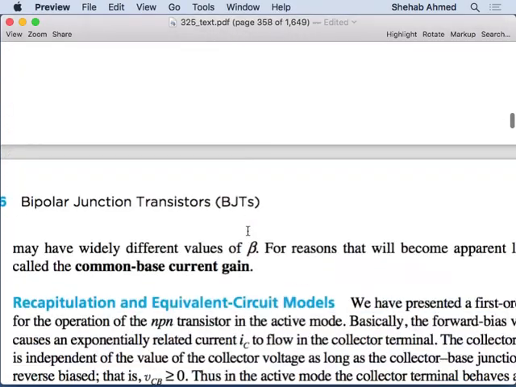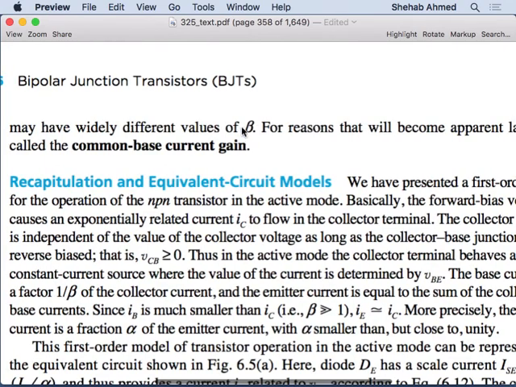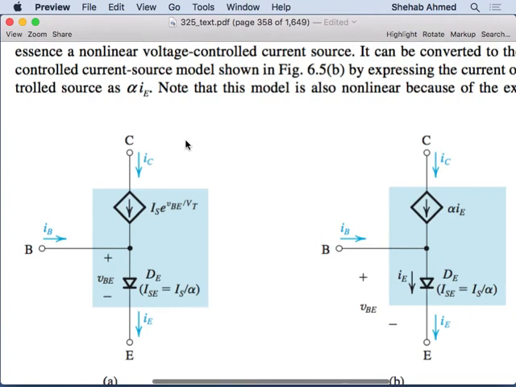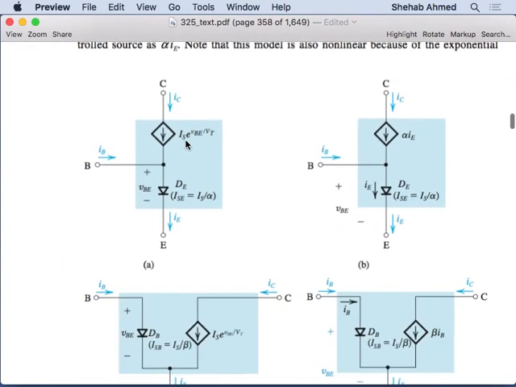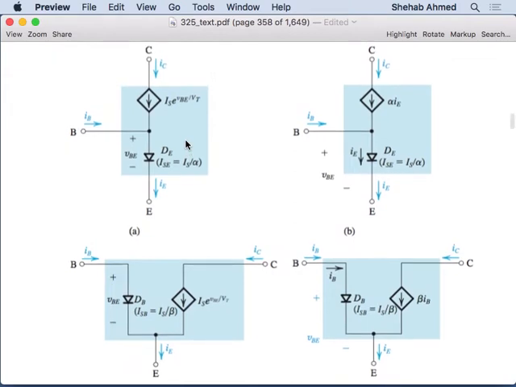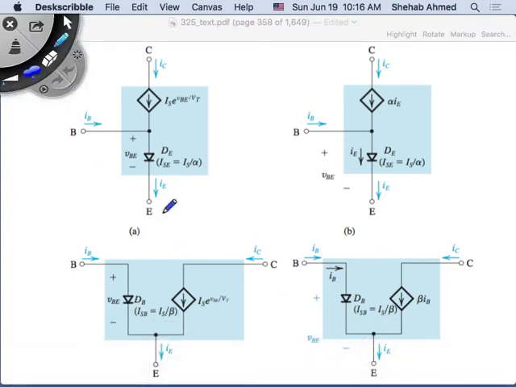So, which helps me introduce the model. Again, we said beta will be called the common base current gain. I'll show you why it's called that. These are the various models for the device. There are two different families of models. So what's happening here?